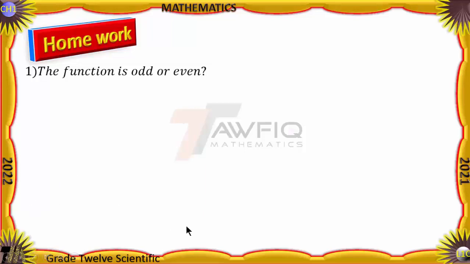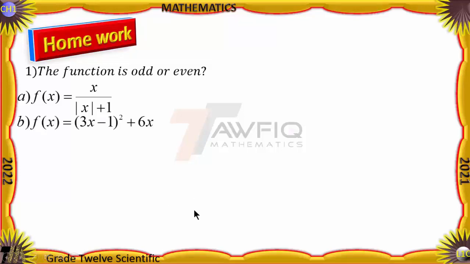Homework. Is the function odd or even? A. f(x) equals x over absolute value of x plus 1. B. f(x) equals 3x minus 1 squared plus 6x.